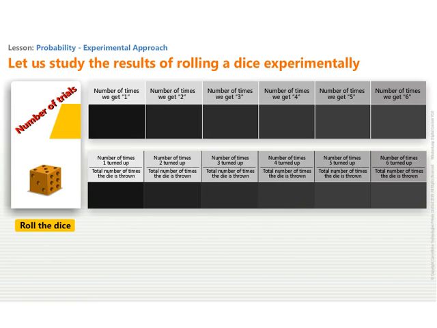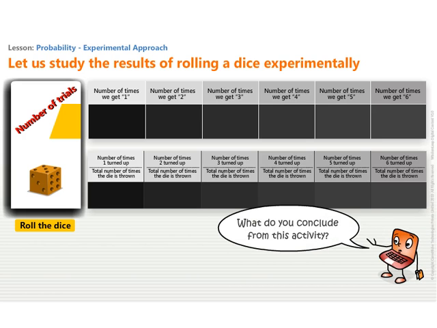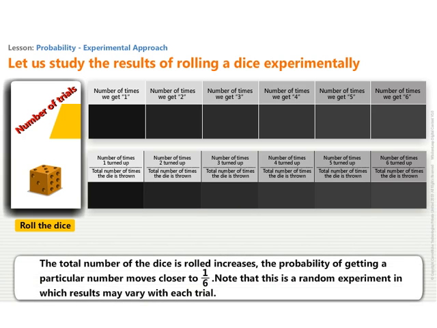What do you conclude from this? The possibility of getting any of the numbers on the dice is equal, and therefore rolling a dice can yield equally likely outcomes.